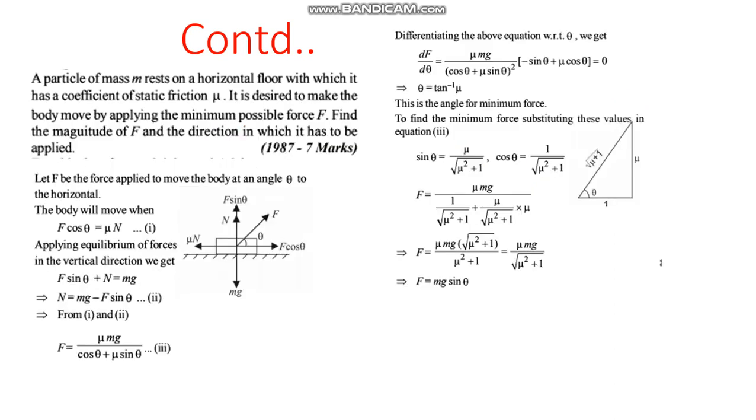Moving to the next question. A particle of mass m rests on a horizontal floor with which it has a coefficient of static friction mu. It is desired to make the body move by applying the minimum possible force. Find the magnitude of F and the direction in which it has to be applied.